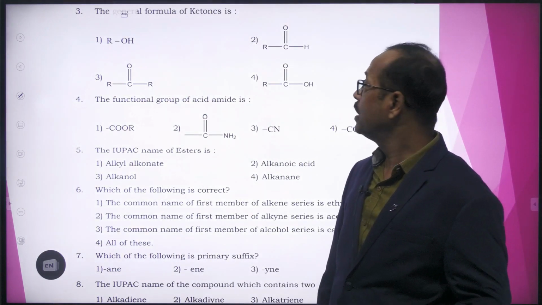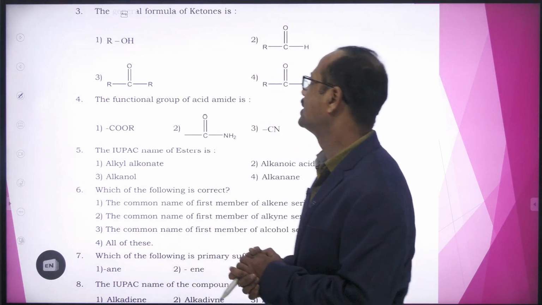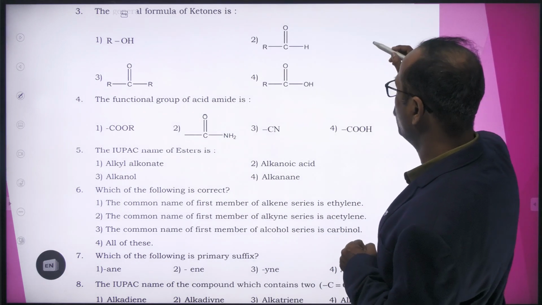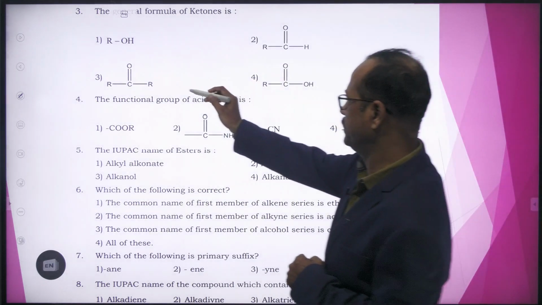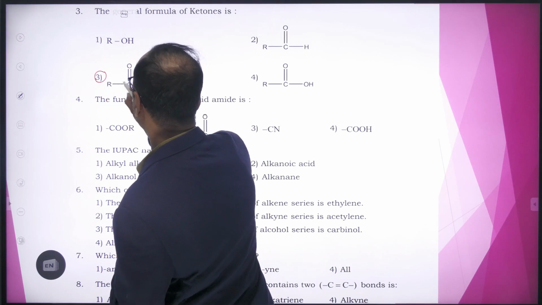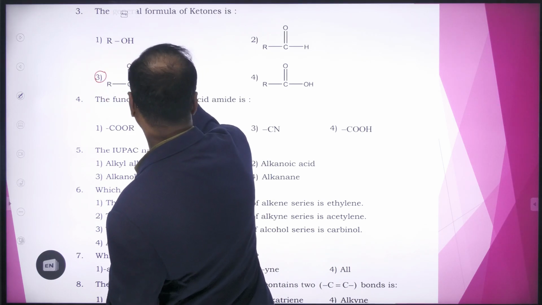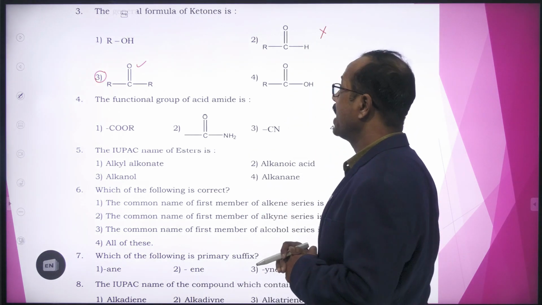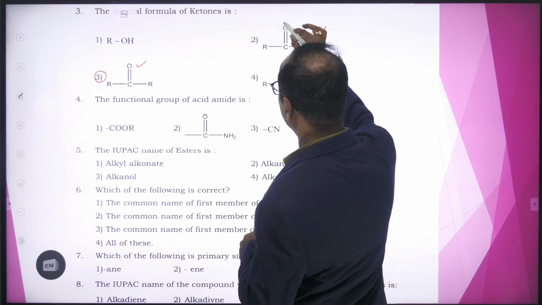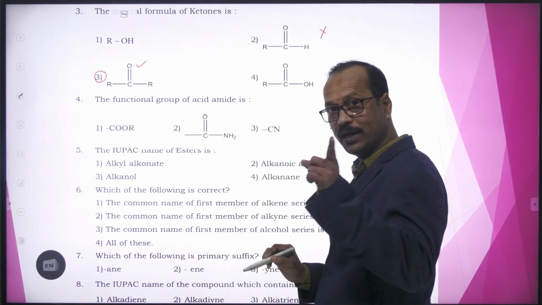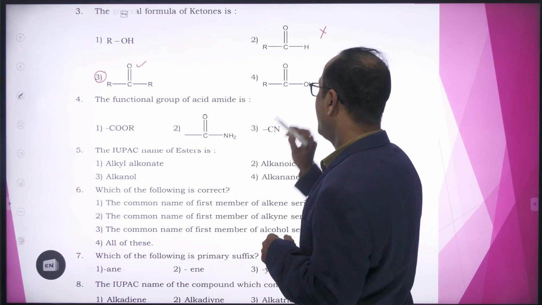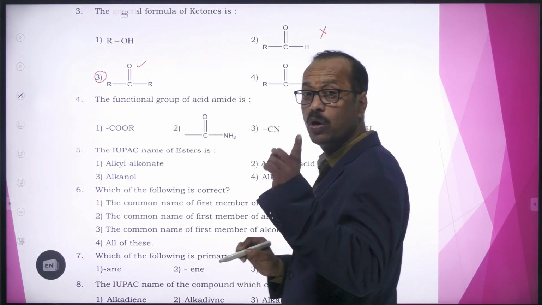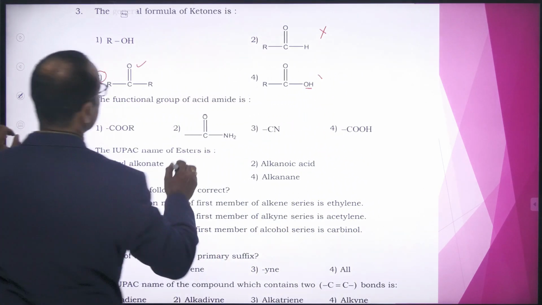The general formula of a ketone is what? C double bond O. Where is the C double bond O? Yes, so C double bond O is here. So here also C double bond O, but it is not a ketone. This is an aldehyde. Why? Because carbon is attached with oxygen with a double bond, but it's also attached with hydrogen. So that is aldehyde. And this is also not a ketone. C double bond O is there, but it's also attached with OH. So this is called carboxylic acid. You have to see the structure also.